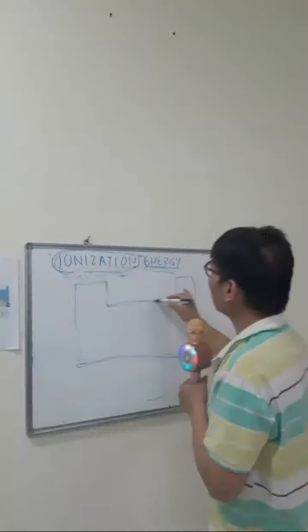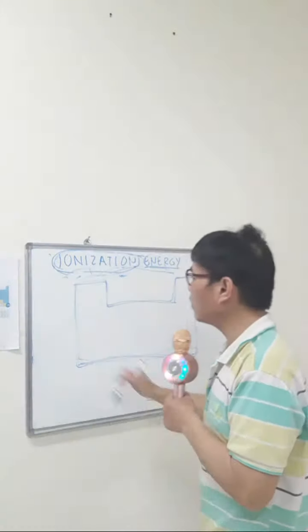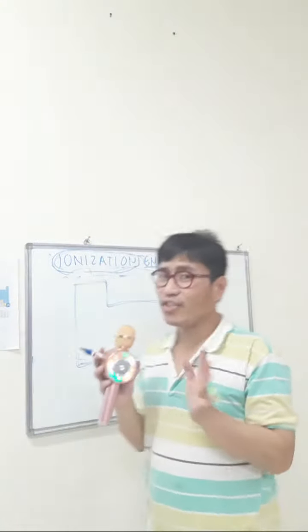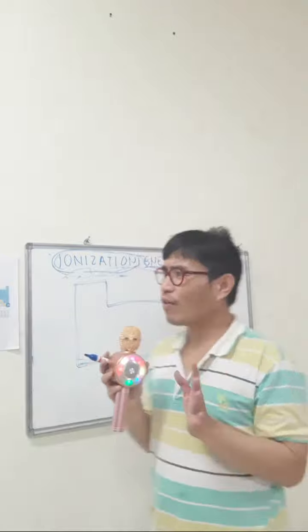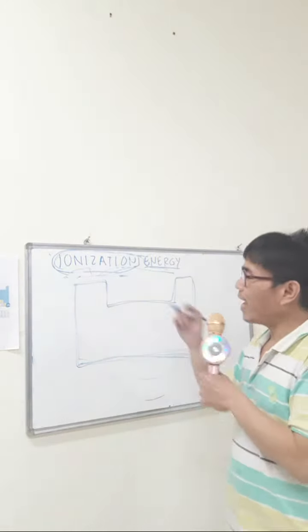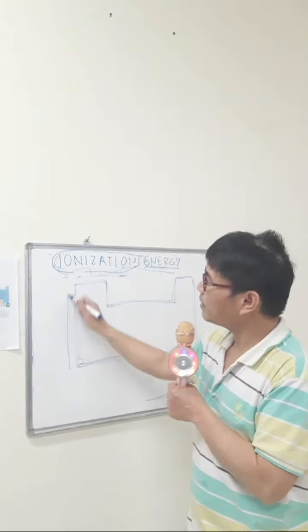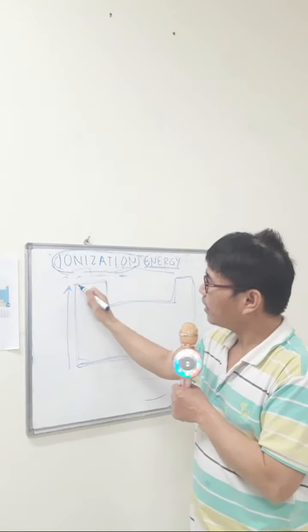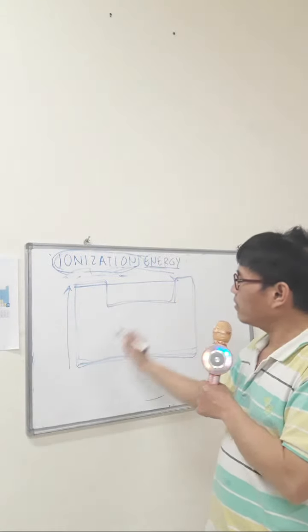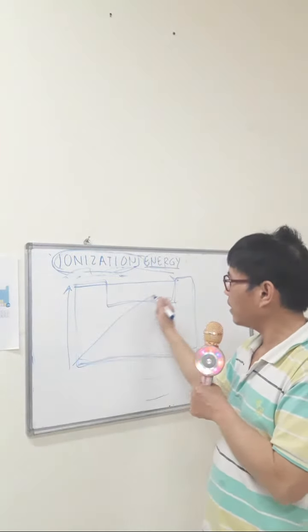We have the periodic table. If we speak about ionization energy, the arrow will go to the top, increasing ionization energy, and then left to right also increasing ionization energy, and then diagonal also increasing ionization energy.